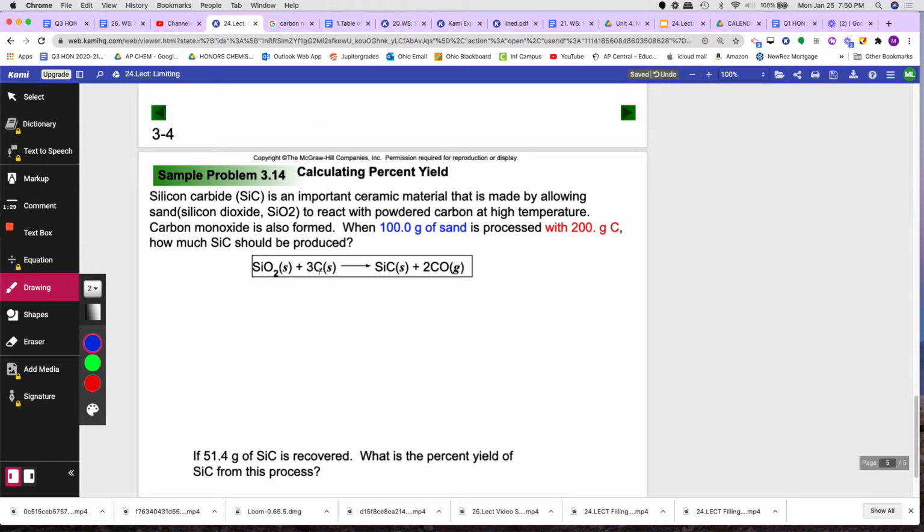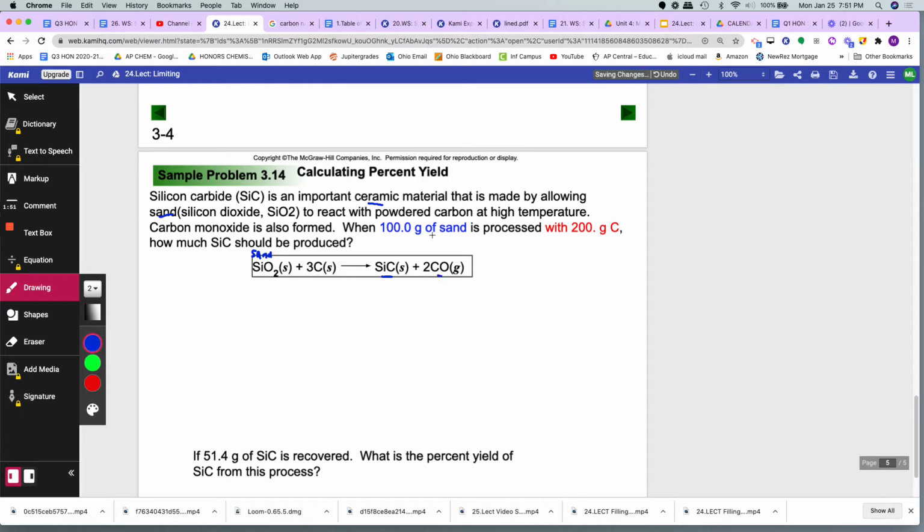This is silicon carbide, used to make ceramic. This is silicon carbide right there. By allowing sand, silicon dioxide, so this is sand, to react with carbon. So here's carbon right there, C. Carbon monoxide is also formed right there.